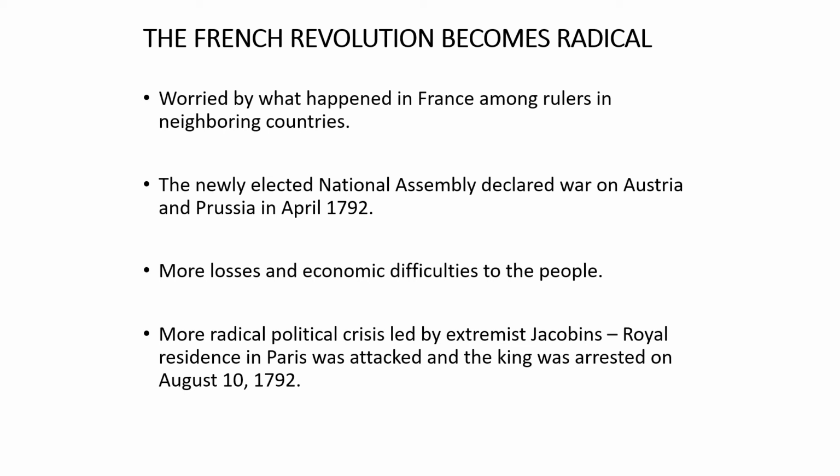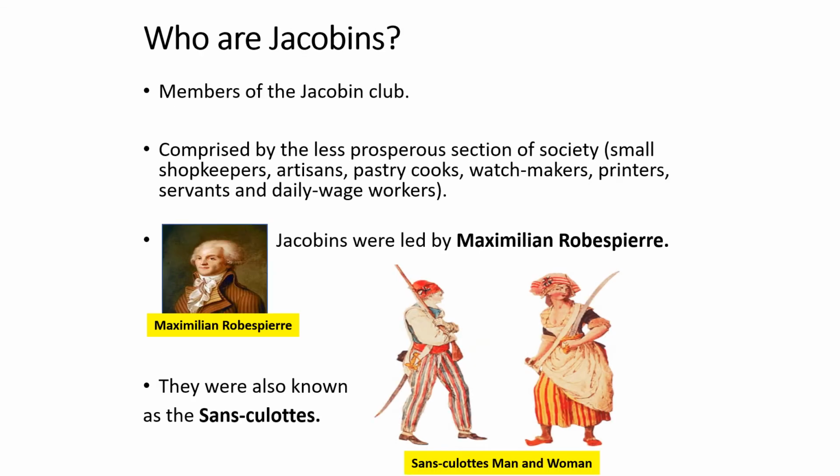The main reason for this attack was that angry Parisians, that is the citizens of Paris, revolted under the leadership of Jacobins due to shortage of food supplies and their high prices. So who are these Jacobins? Jacobins were the members of the Jacobin Club, which was named after the former convent of Saint Jacques in Paris.